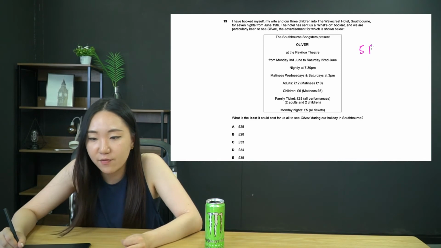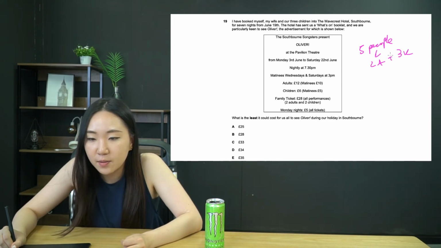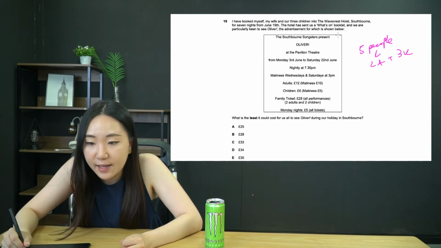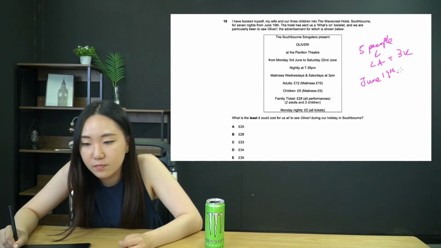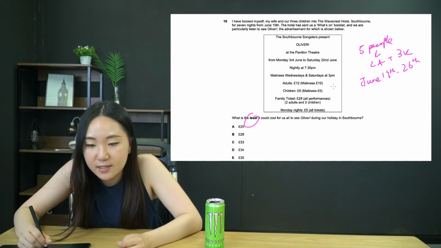So myself, my wife, and 3 children. So that's 5 people. That's 2 adults plus 3 kids, right? And they are checking in for 7 nights from June 19th. So they're going to be there from June 19th to June 26th. Okay, they want to see Oliver. What is the least it would cost, right?